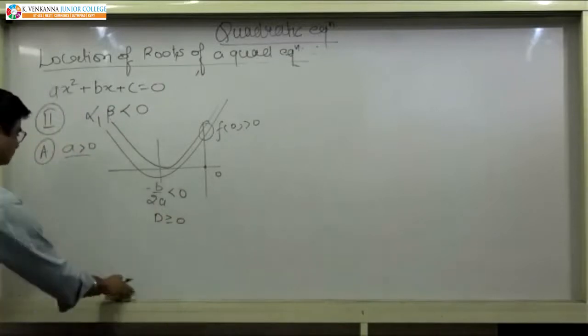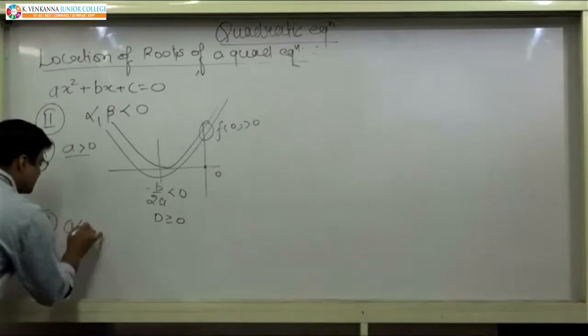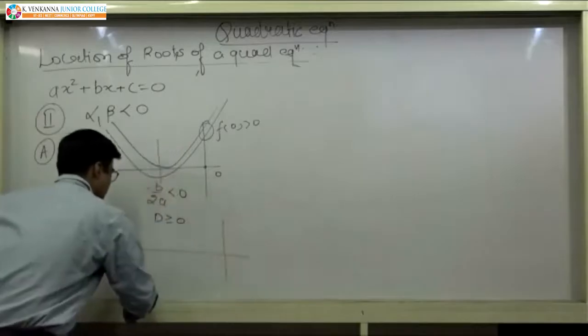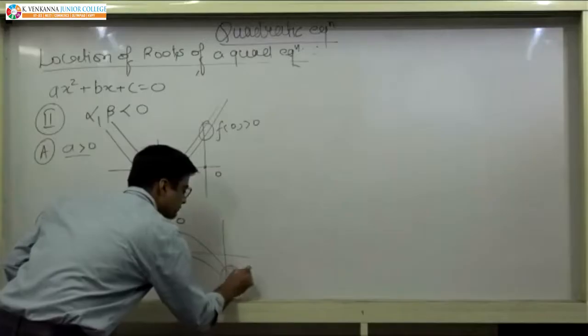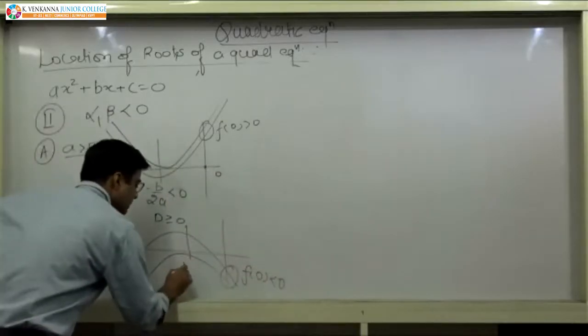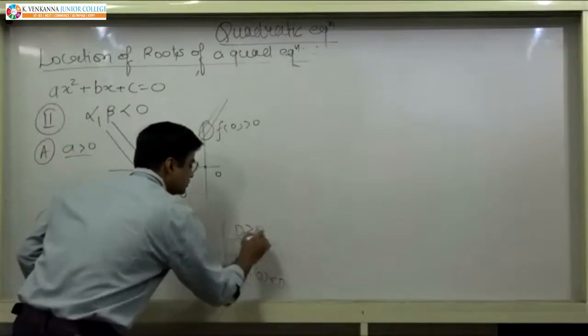If I take a lesser than 0, then again I will get the same case. It will be something like this. So f of 0 is lesser than 0. This turning point minus b by 2a is lesser than 0 and discriminant is greater than or equal to 0.